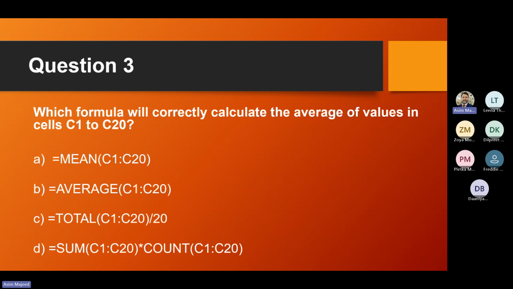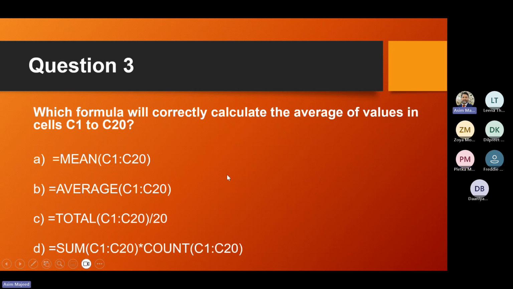of values in cells C1 to C20? Just imagine you have data which starts from C1 and goes up to C20, and you want to find the average. So which formula is the best one to be used to find the average? Can anyone just say anything about this? A. Okay. Anybody else? Anyone else?